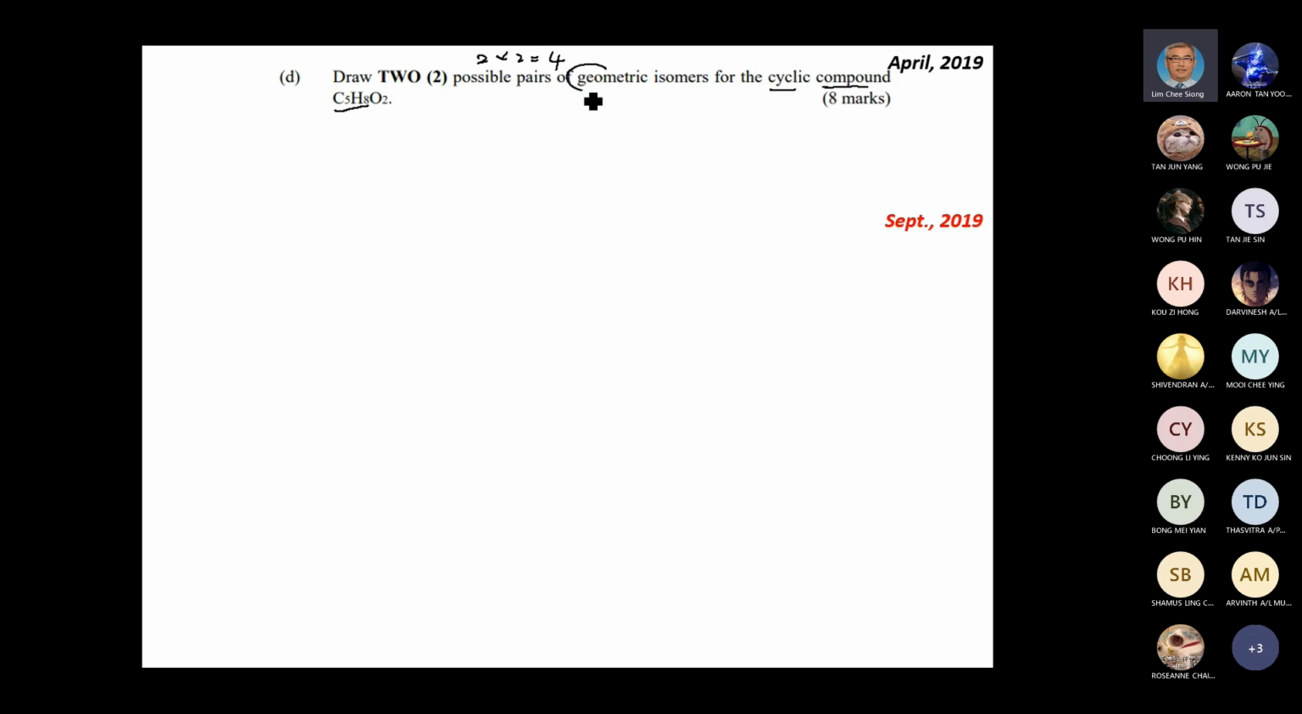The structure given to you is a cyclic compound under geometrical isomerism. So you must fulfill both: it must be cyclic, and it must have geometrical isomerism, cis or trans. If you only concern about cyclic and you didn't show geometry, out. If you draw a geometrical isomer but without the cyclic, also out. Because students do not know how to understand the questions. Okay, for me, what to do?